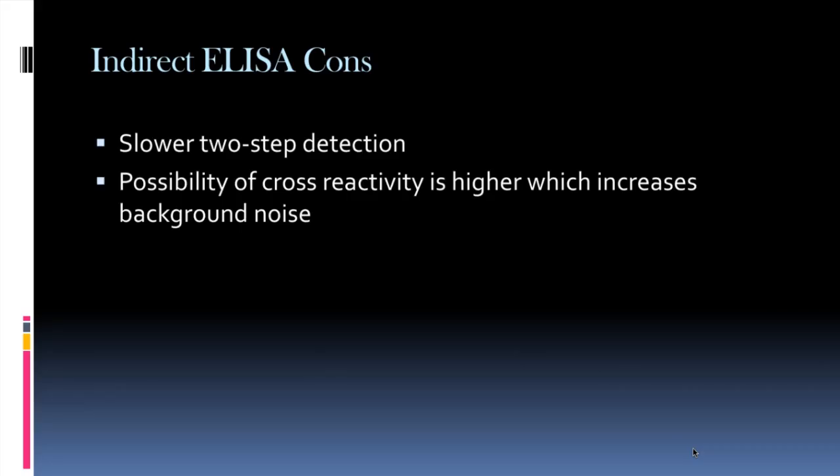So adding a secondary antibody, especially one that is not specific to an antigen, but just specific to antibodies or primary antibodies in general, increases the chance that it will bind non-specifically. And this can increase the background noise.